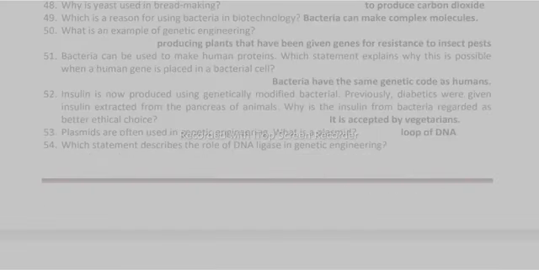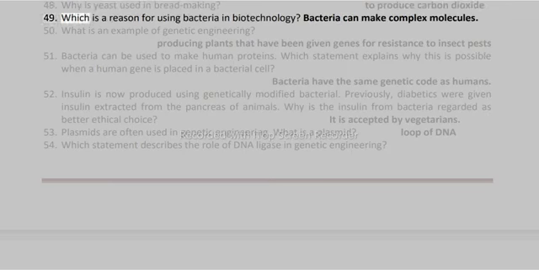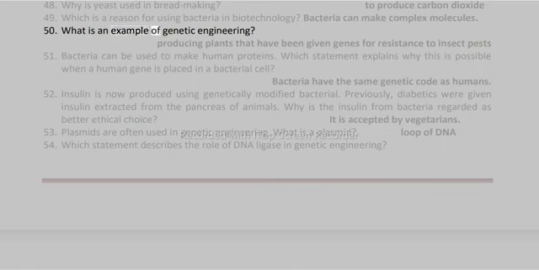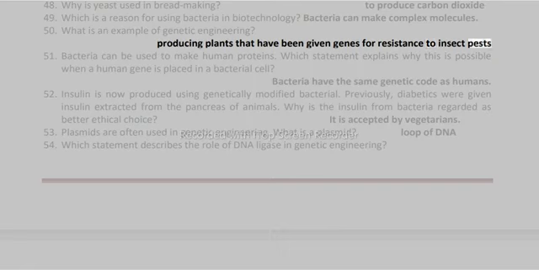48. Why is yeast used in bread making? To produce carbon dioxide. 49. Which is a reason for using bacteria in biotechnology? Bacteria can make complex molecules. 50. What is an example of genetic engineering? Producing plants that have been given genes for resistance to insect pests.